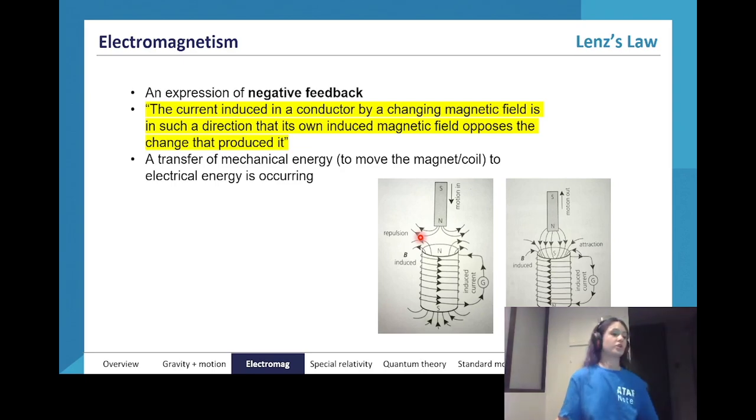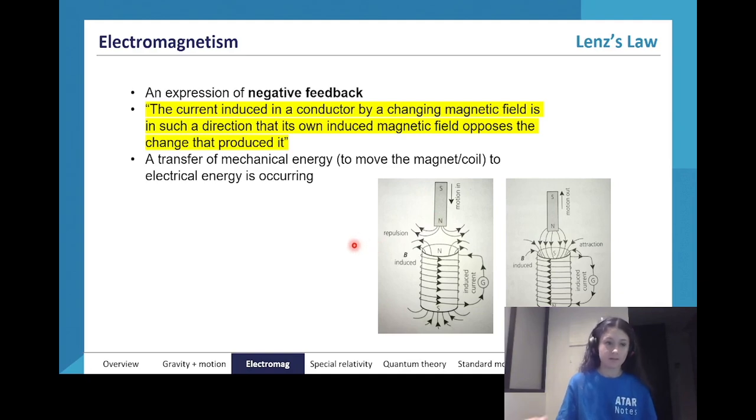You are changing the magnetic field by moving this magnet, and as a result, the current is kind of refusing that, and it's generating its own magnetic field to oppose that. And as a result, it's going to generate a current with north in this direction so that it opposes your magnet.